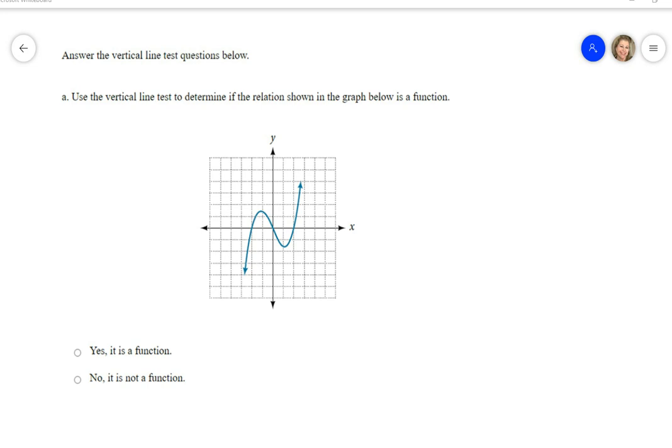All right, this question has two parts, and it has the end where you have to go in and explain how you came up with your answer. Maybe I shouldn't be doing this one. Oh well. It says, use a vertical line test to determine if the relation shown in the graph below is a function. All right, what's a function?